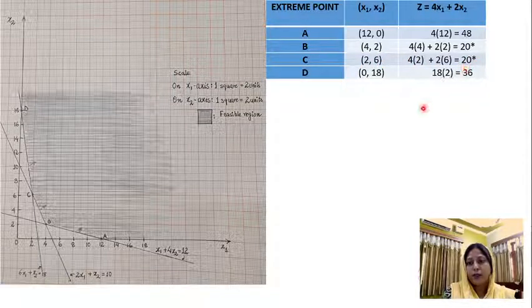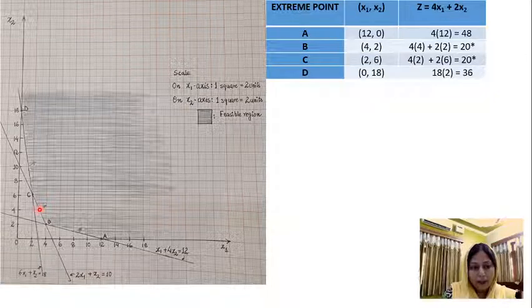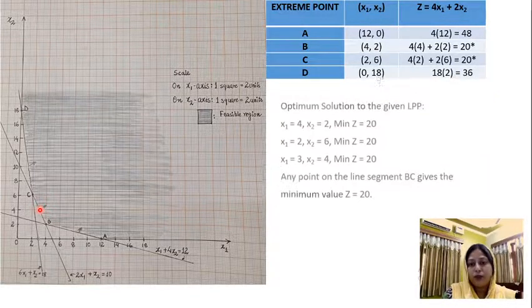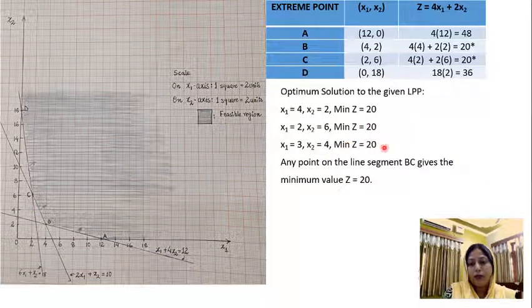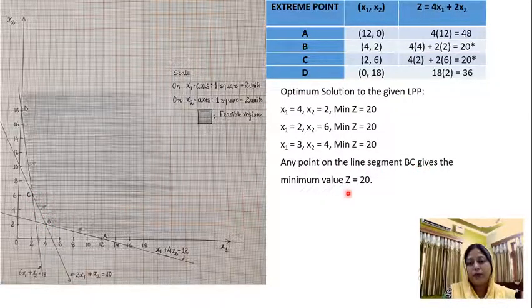What I observe here is there is an infinity of solutions. Why? Because on the line BC I can take any other point. Let us take this point where x1 is 3 and x2 is 4. Then also if you will compute, you will get minimum z is 20, and you can take any point on this line segment. So there exists an infinity of solutions. Any point on the line segment BC gives the minimum value z equal to 20.